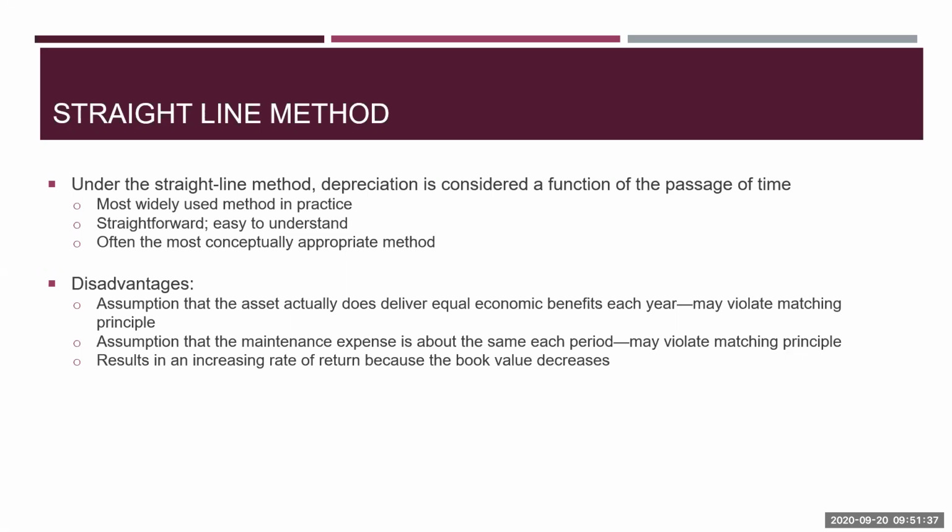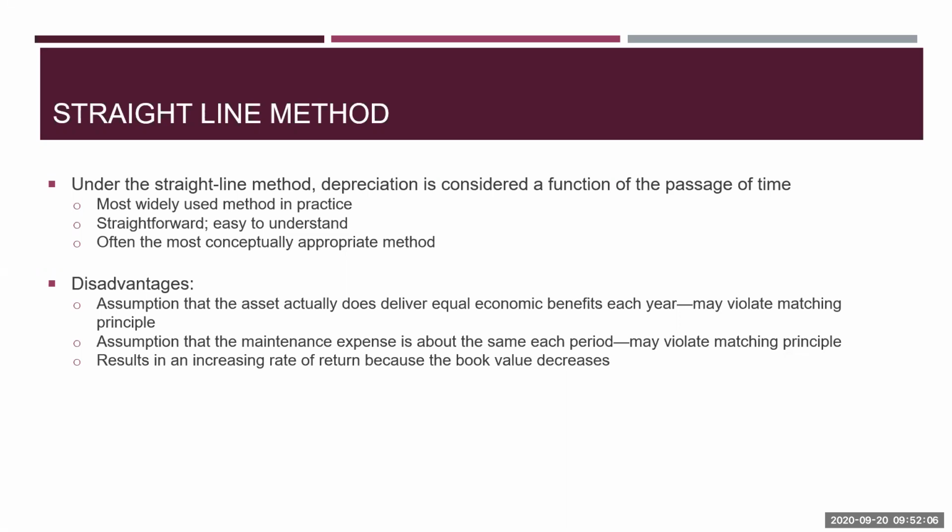The flip side of this method is that it assumes that the asset would actually deliver the same economic benefit each year, and this may violate your matching principle. When companies decide on the depreciation methods, they actually have to tie it with the actual use of the asset. And when we say use of the asset, that indirectly ties to your revenue, as to how that asset is helping you generate revenue.